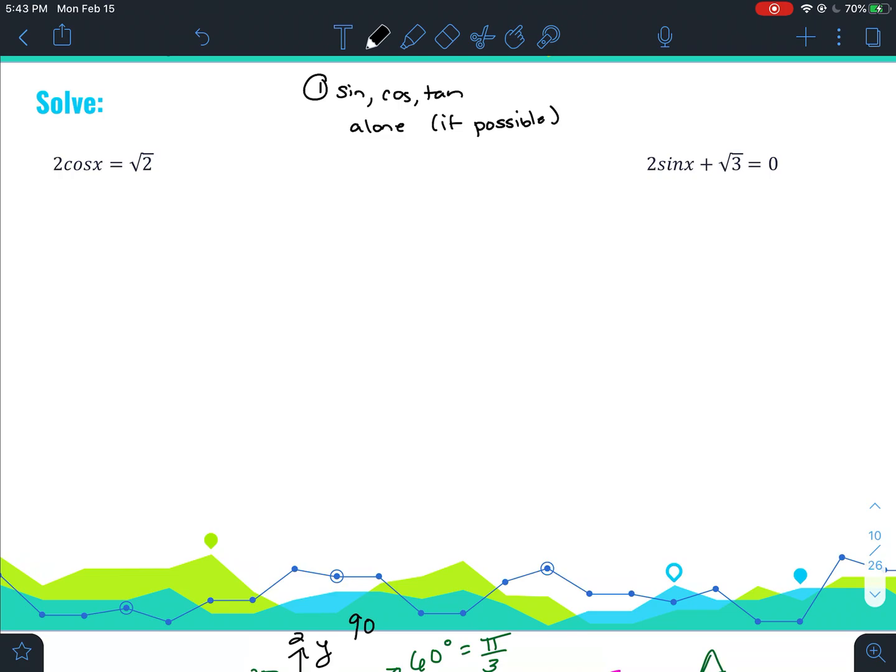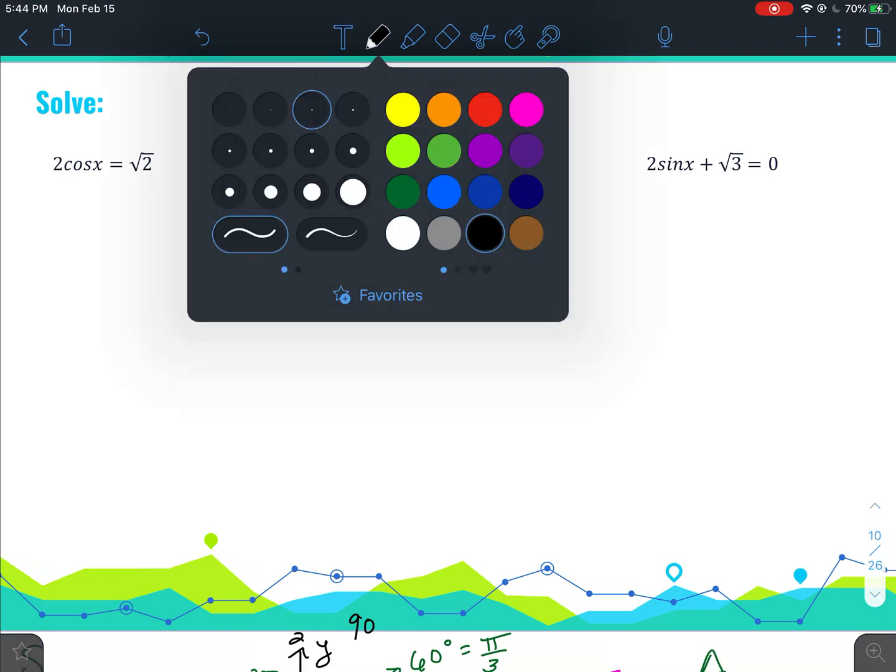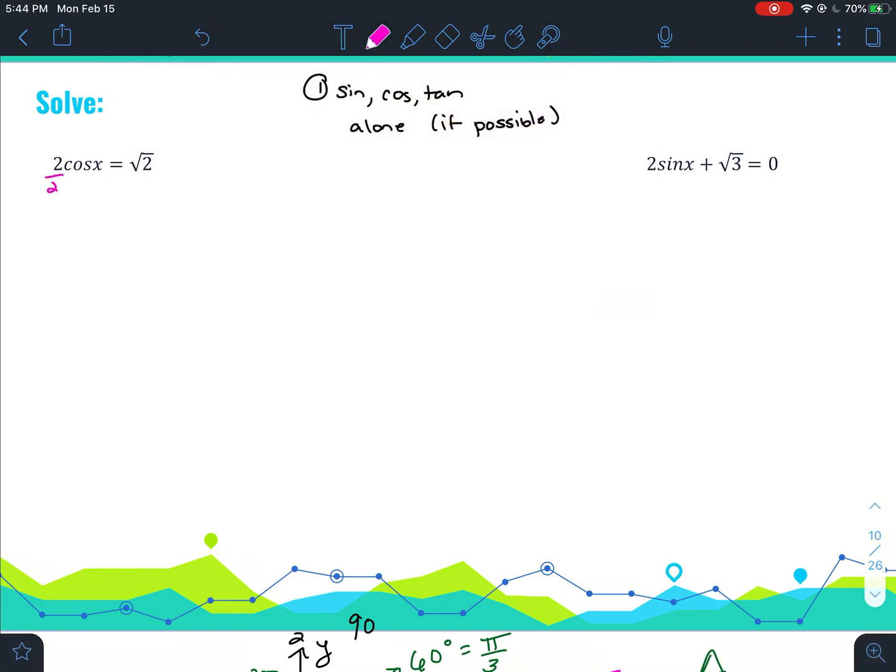So in that first one, 2 cosine x equals square root 2. To get our cosine value by itself, we're going to divide both sides by 2. And then we have cosine x equals square root 2 over 2. So now my cosine is by itself. Then step 2 is you need to find the 1 or 2 values that make that equation true.